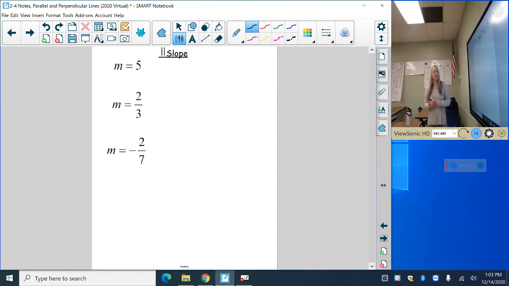So slope. If I have a line whose slope is 5, a line that's parallel to it is also going to have a slope of 5. If I have a line whose slope is 2/3, the line parallel is also going to be 2/3. If I have a slope of negative 2/7, a parallel line slope is also going to be negative 2/7.